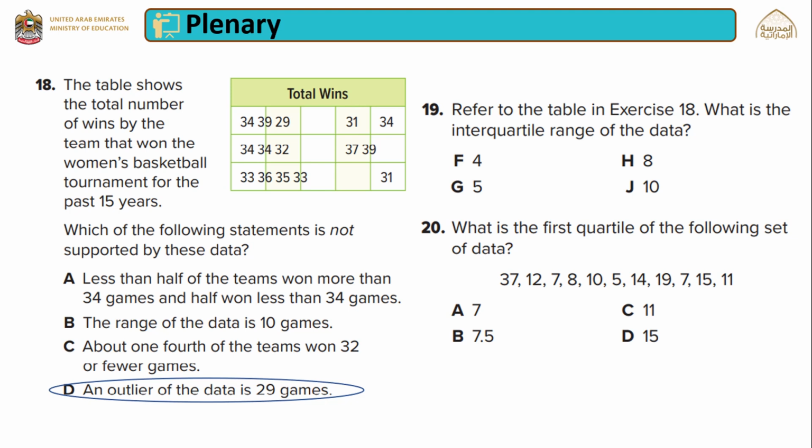The interquartile range is the difference between the third quartile and the first quartile. And we can find it easily. It's 4. Number 20. What is the first quartile of the following set of data? The first quartile can be determined by ordering the data from least to greatest and by highlighting the median and then finding the median of the lower half. And it's 7.